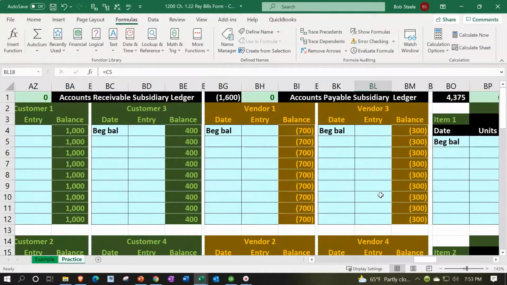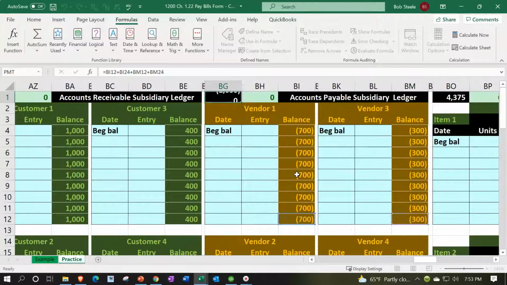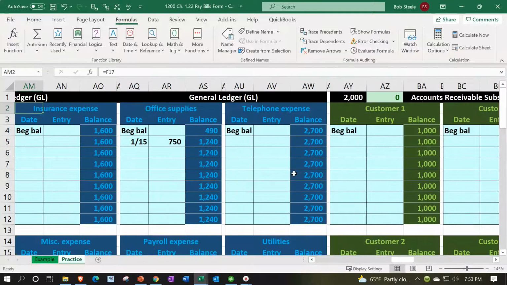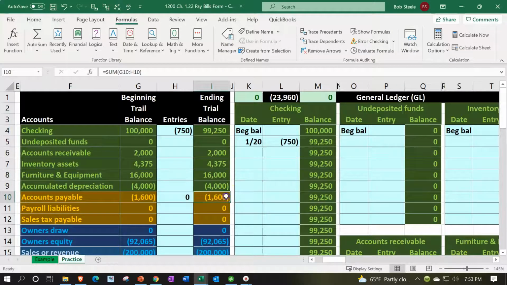Now, if we scroll up top, we're back in balance, indicated by the green 0, adding up all 4 vendors here. The ending balances add up to 1,600. That 1,600 should be what is on the trial balance as well as the general ledger. There it is.